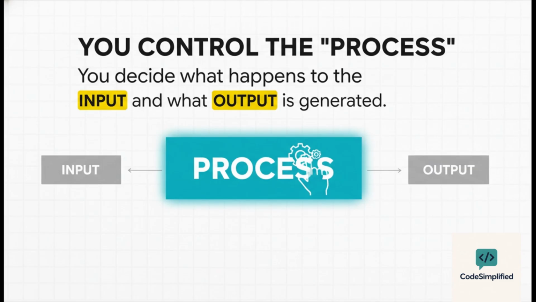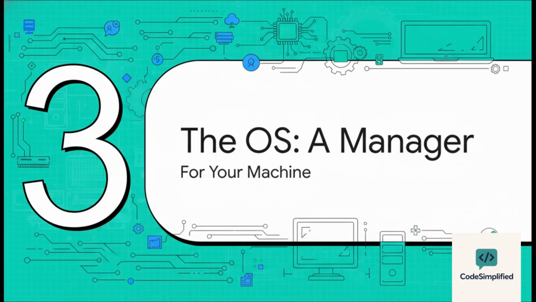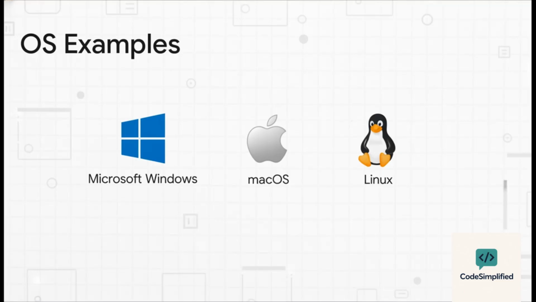You are the one who decides what happens between the input and the output. That is programming. Okay, but wait. There's this huge, powerful layer of software that's managing all this hardware for you, kind of behind the scenes. And you know it well. It's called the operating system, or just the OS. Yeah, you're already totally familiar with these guys.